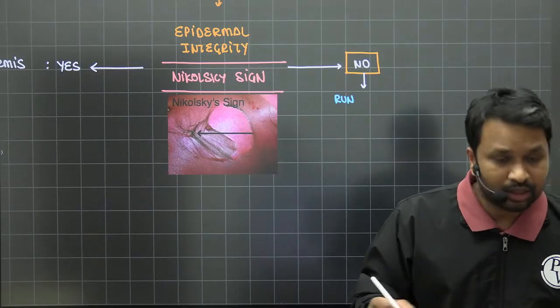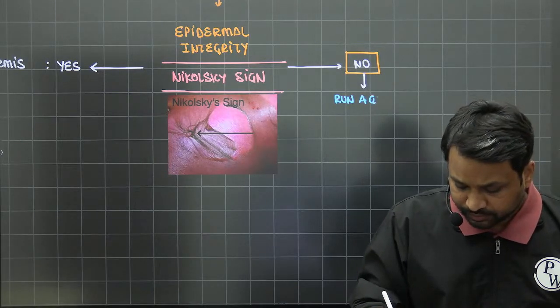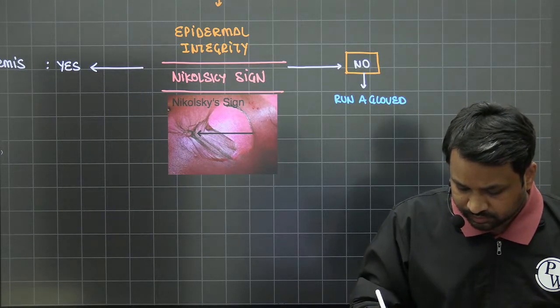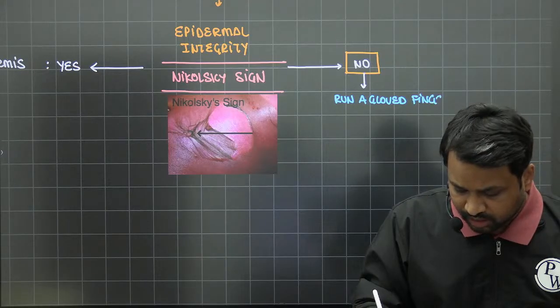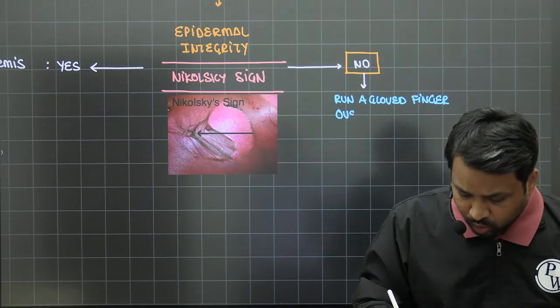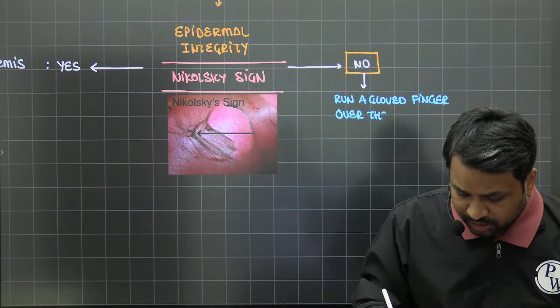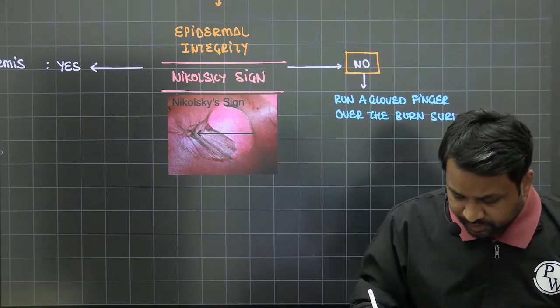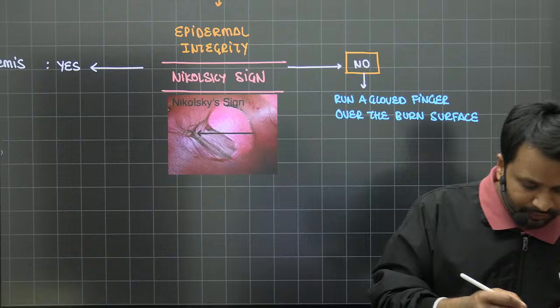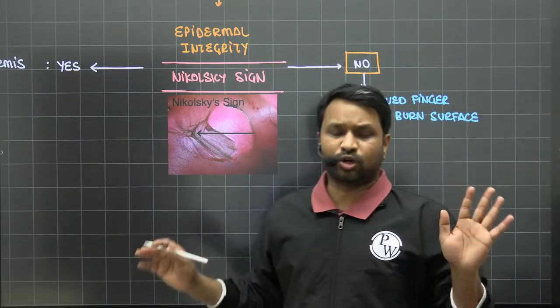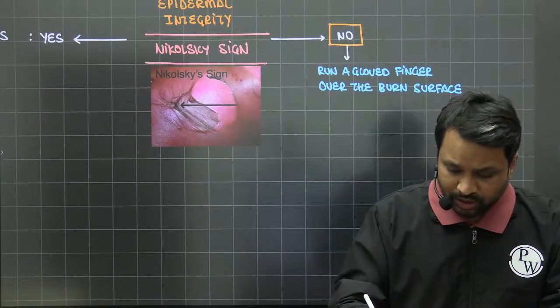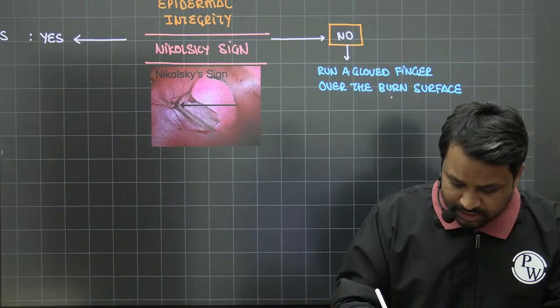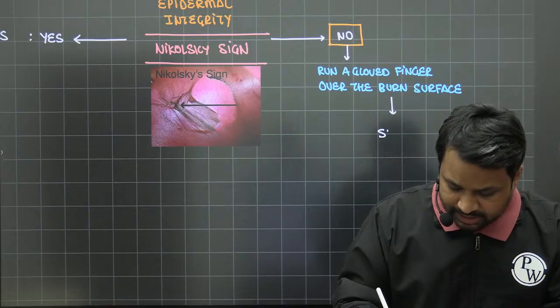Run a gloved finger over the burn surface. Now, as you run your finger, you'll see whether it is slippery or not, right? So what am I looking for? Is my finger able to slip or not? So is it slippery or not?